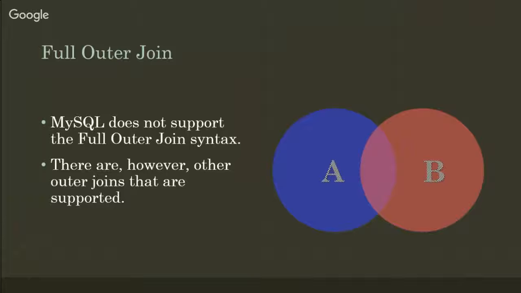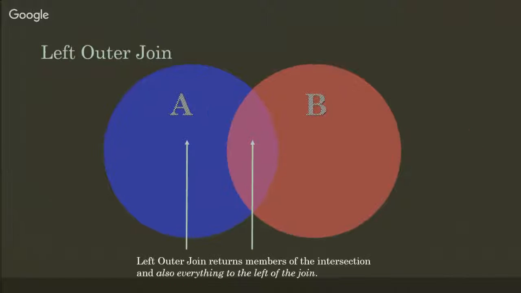But there are other types of outer joins that are supported, and you can actually combine those to mimic the full outer join. One of those would be the left outer join, and this one's pretty easy to remember because it has the word left in it. It's easy to picture the diagram in your mind. So the left outer join returns the members of the intersection, but also everything to the left of the join.